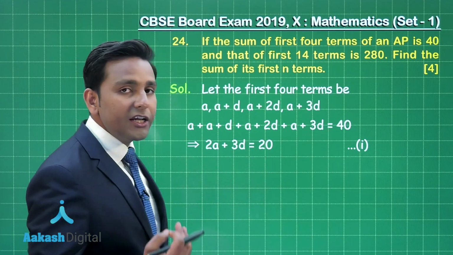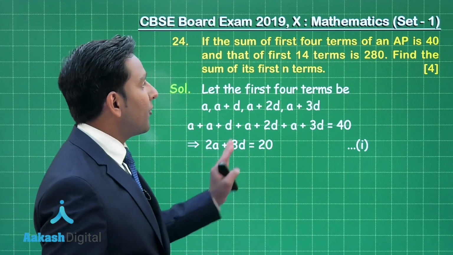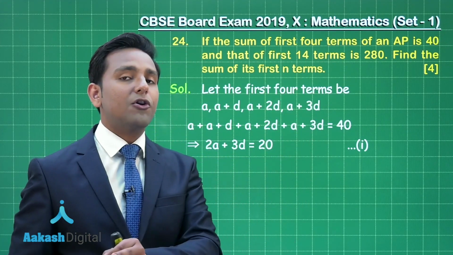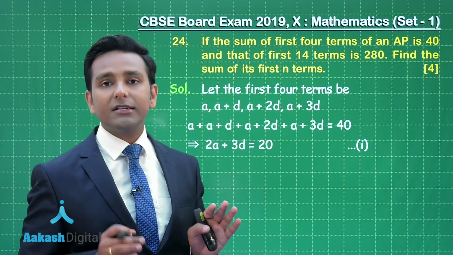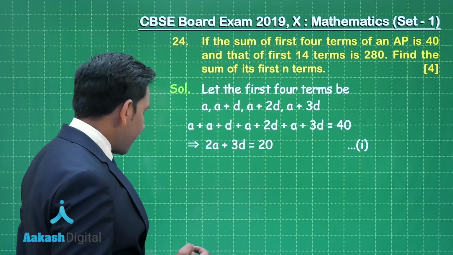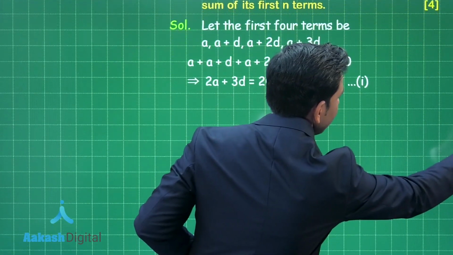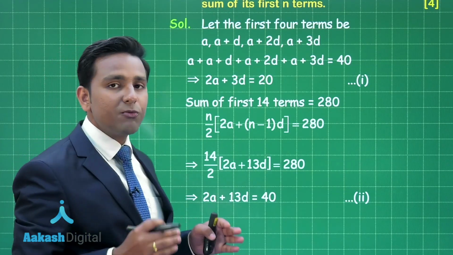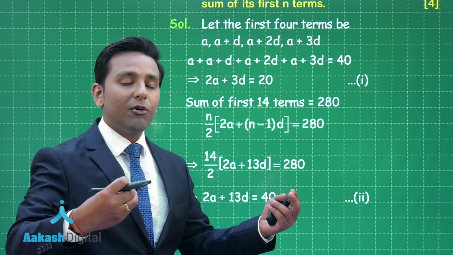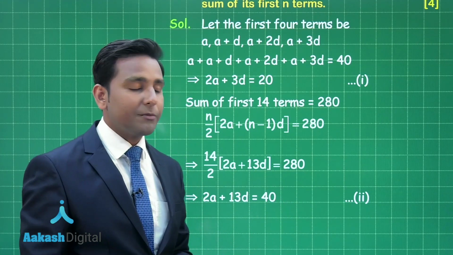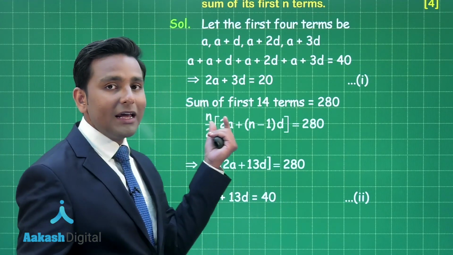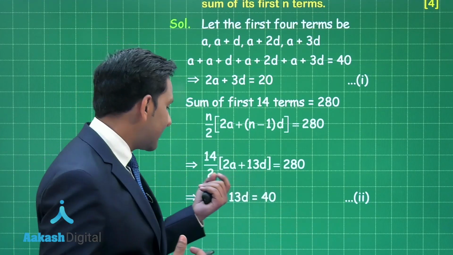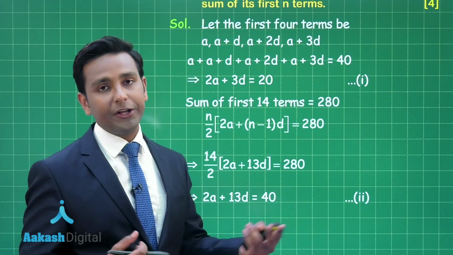Now let's find another linear equation in 2 variables a and d with the help of the second information in this question, that is, the sum of the first 14 terms of the given arithmetic progression is 280. Friends, for finding the sum of the first 14 terms of the arithmetic progression, we'll use the formula n by 2 multiplied by 2a plus (n minus 1) into d, which is equal to the sum of the first n terms of the arithmetic progression. Here we will put the value of n as 14, then we will obtain another linear equation in 2 variables, that is 2a plus 13d is equal to 40.